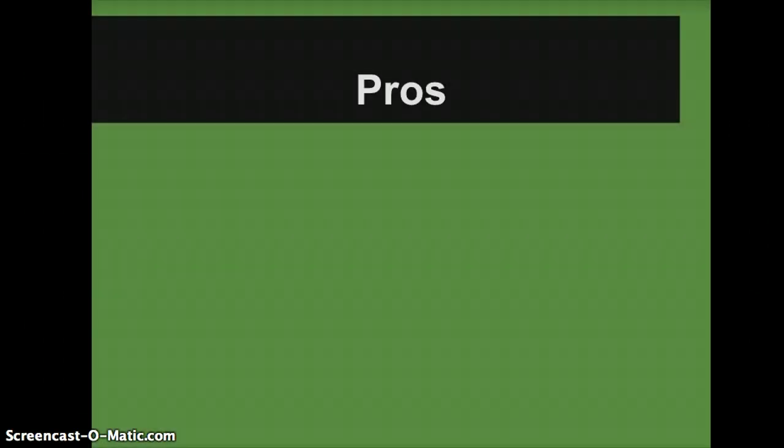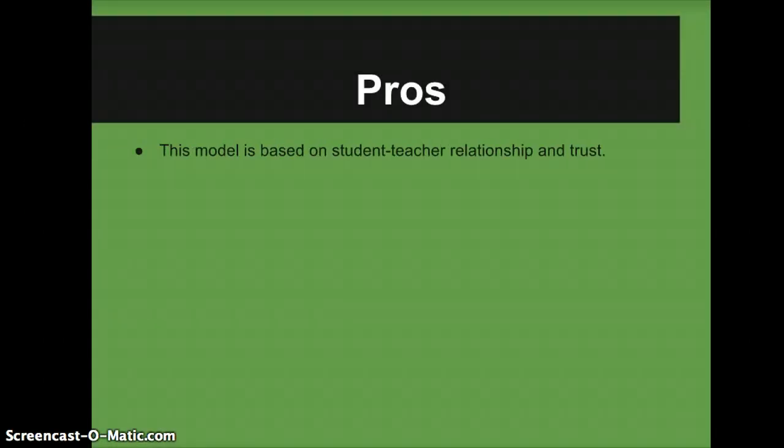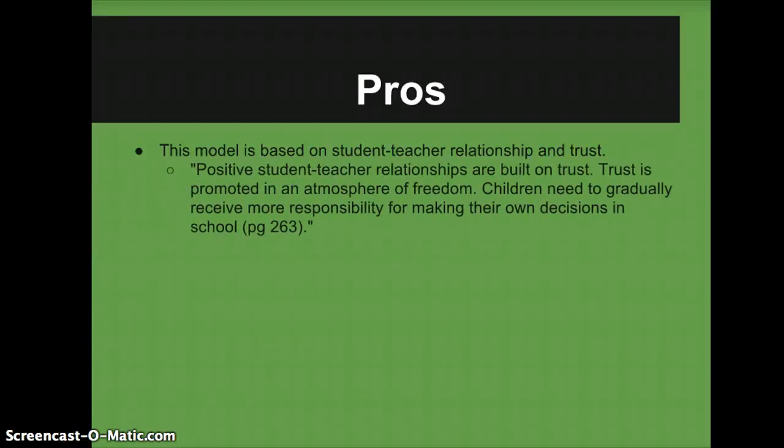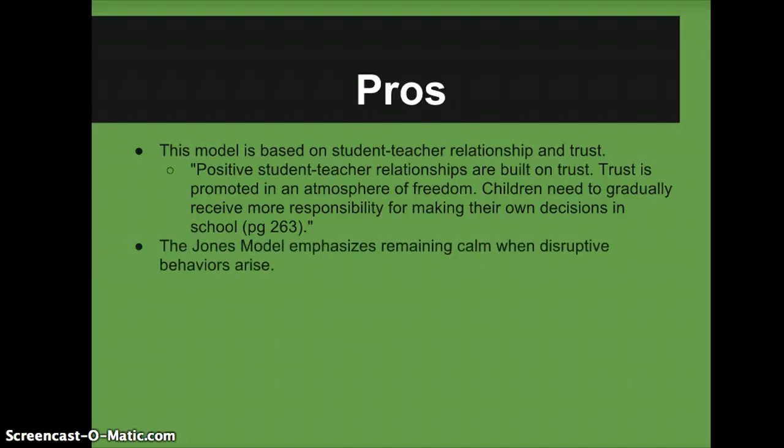Moving along. Alright, so the pros are, this model is based on student-teacher relationship and trust, so that's a big basis of this model, that both of them are working together towards a specific goal. Here's a quote from the article that we read. Which I thought was particularly good about this model is that the Jones model wants you to remain calm and retain that sense of authority and peacefulness, because you are the adult and they are the students, and you ultimately have control. And so this model emphasizes that that is an important aspect of classroom management, really.